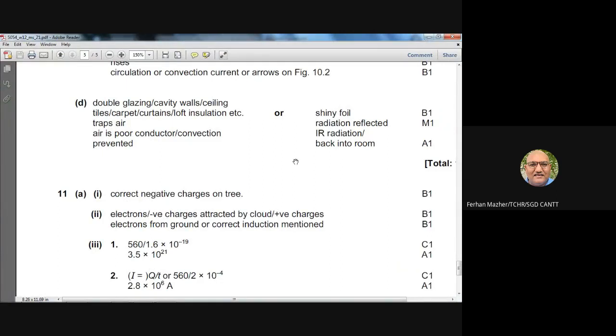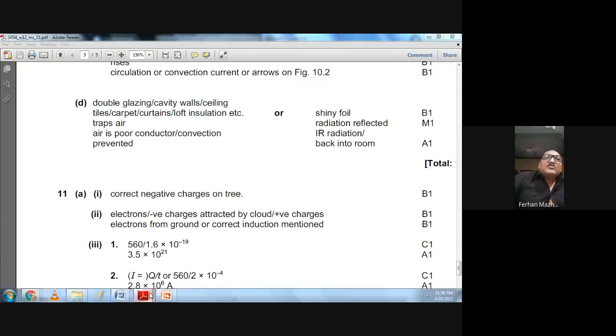It says double glazing, and glazing means the windows, the walls should be very shiny. Cavity walls means we have a gap between the two layers of the wall. And ceiling, we also do the false ceiling which we do in the rooms. And the tiles, carpet, curtains, loft insulation, etc. traps air. Air is a poor conductor, convection prevented. Shiny foil, if you talked about the shiny foil or glazing, reflects IR radiation back into the room. So I hope that you have understood this, and you will be able to write one way, and also explain how this will prevent the heat loss.